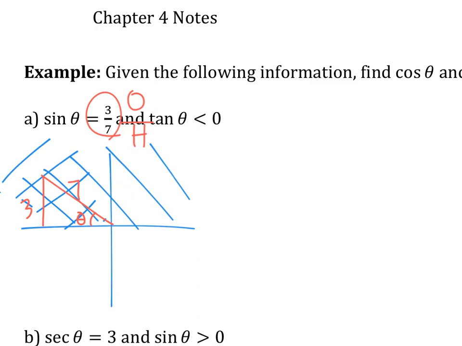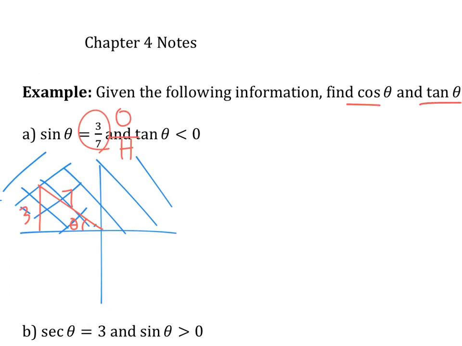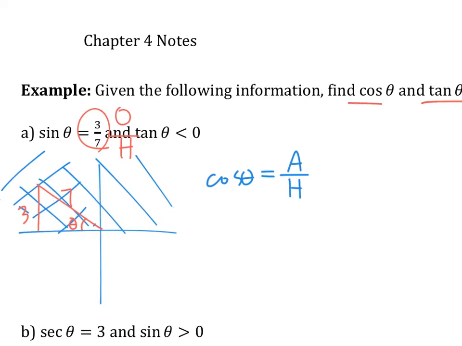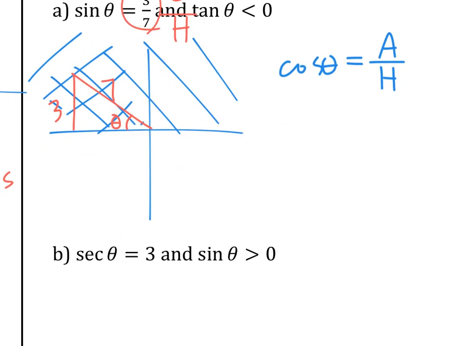Now look at the question. Find cosine and tangent. So cosine is going to be what side over what side? Adjacent over hypotenuse. The question is, do I have adjacent? No, so I need to figure that out, right? So how do I figure that out? Pythagorean theorem. So let's just call this x. So x squared plus 3 squared is equal to 7 squared. So x squared plus 9 is 49, and x squared is 40.